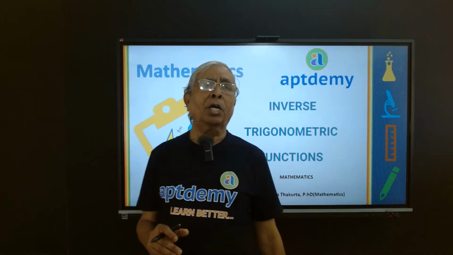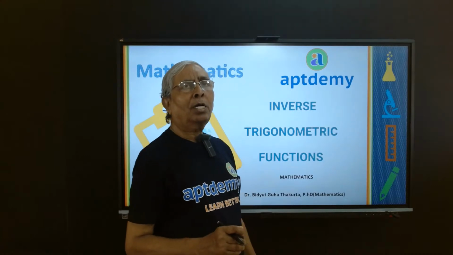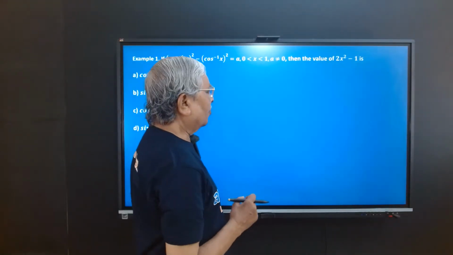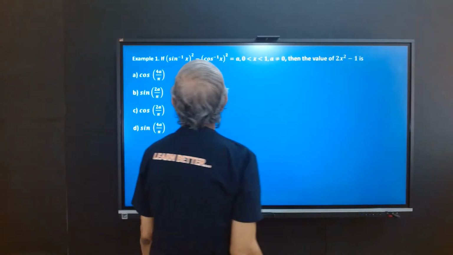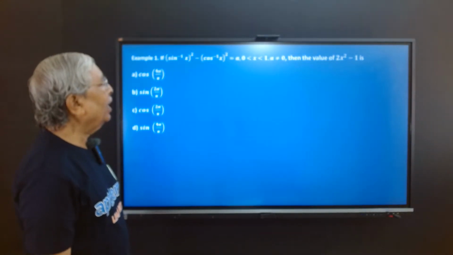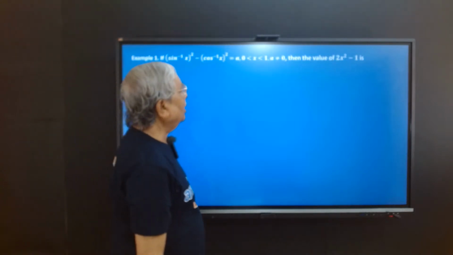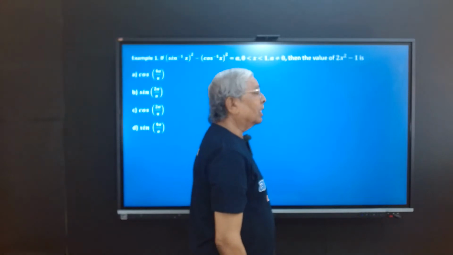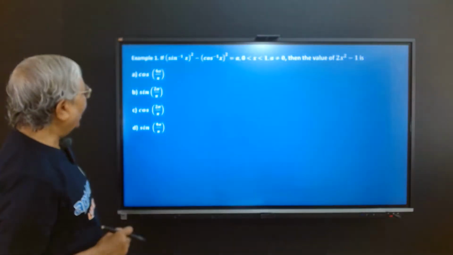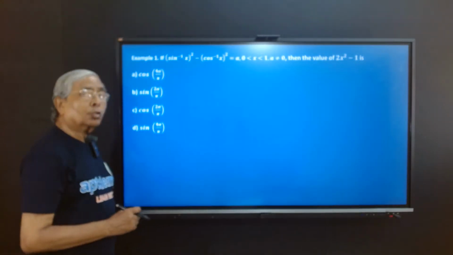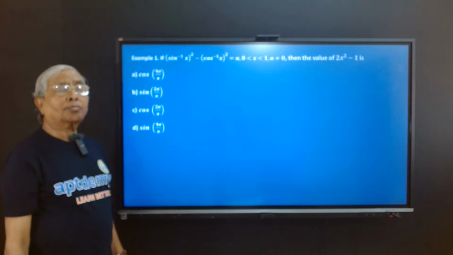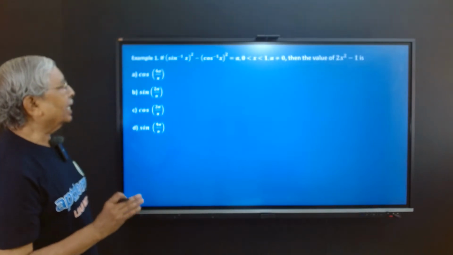So let us take one of these two problems about inverse trigonometric functions. The first problem is: if (sin inverse x) whole square minus (cos inverse x) whole square equals a, where 0 is less than x less than 1, a not equal to 0, then the value of 2x square minus 1 is: cos 4a by 5, sin 2a by 5, cos 2a by 5, sin 4a by 5. Out of these four options, let us see which one is correct.